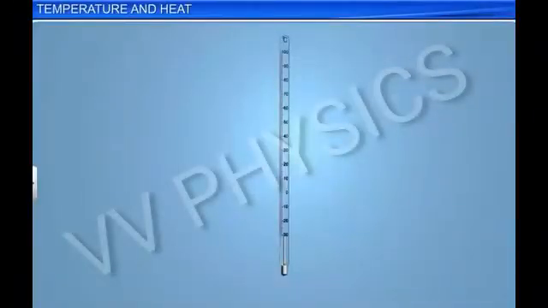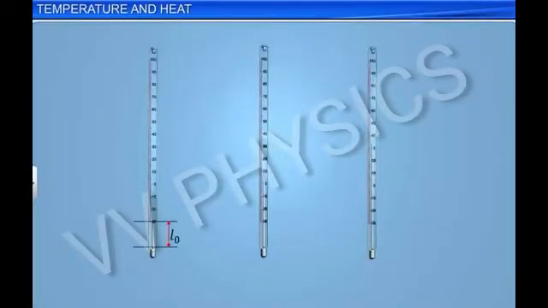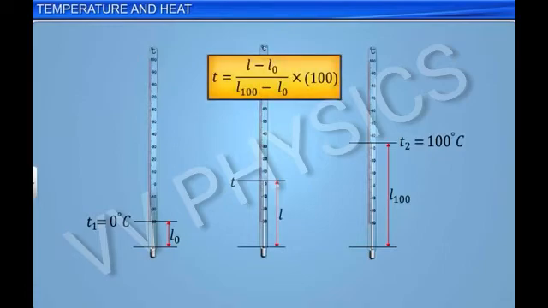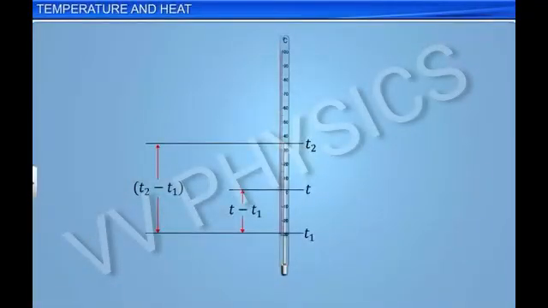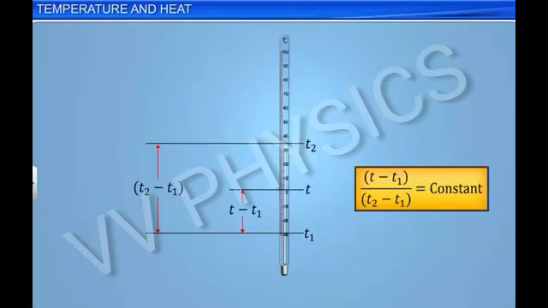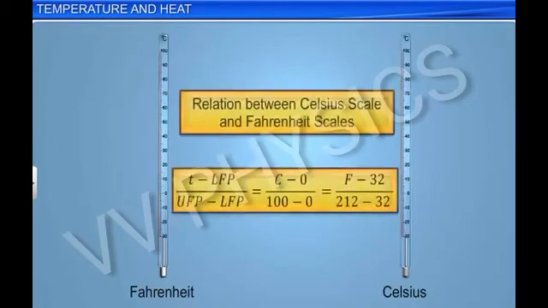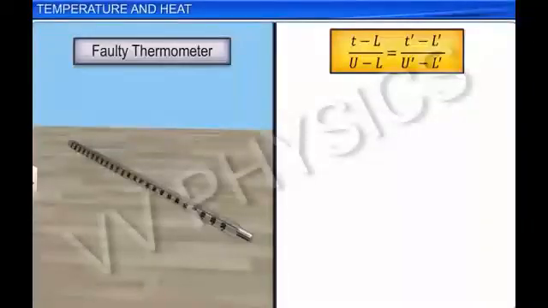For a Celsius mercury thermometer, if the lengths of the mercury columns are L0 and L100, corresponding to two reference temperatures, T1 equal to 0 degrees Celsius and T2 equal to 100 degrees Celsius, then the temperature T corresponding to a length of L is T = (L − L0)/(L100 − L0) × 100. For any temperature scale, the ratio (T − T1)/(T2 − T1) is constant. This can be used to find relationships among different temperature scales. The relation between Celsius and Fahrenheit scales of temperature can be as shown. The same relation can be extended to find the corrected temperature shown by a thermometer which is calibrated incorrectly.